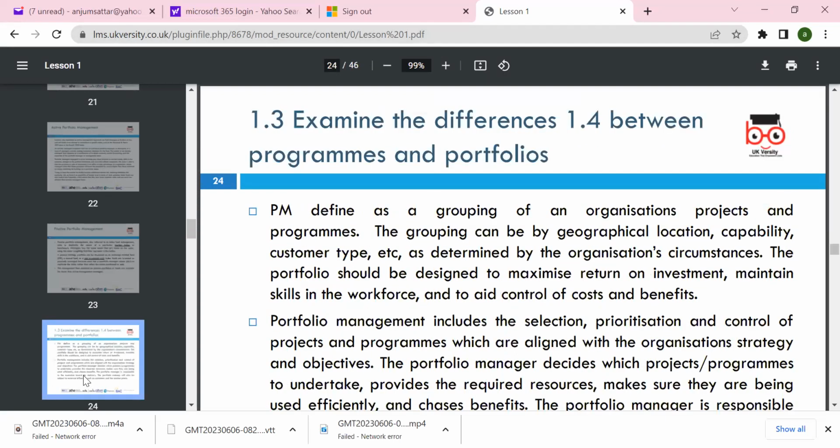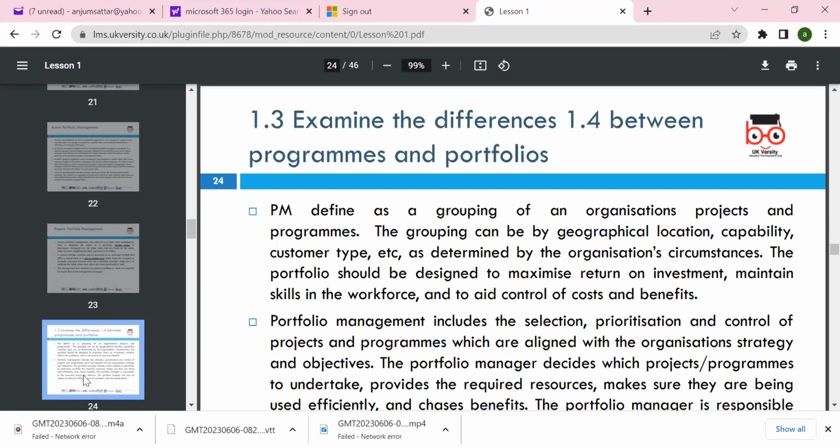Okay, then we have the difference between the program and the portfolio. Program, PM, project management, is defined as grouping the organization's projects and programs, and the grouping can be by geographical location, like an Asian project. Yes, we ask which location: south, north, east. Capability of customers: what are their capabilities, the ability to buy. We can look at per capita income, per person income, population, average age, and which industry you want. Maximize the return on investment, maintain the skilled workforce, and control the cost and benefit.